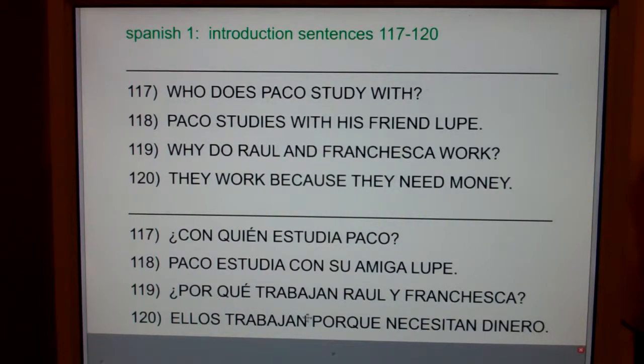Okay, notice, why work Raúl and Francesca? Remember the question, ¿Cómo estás tú? How are you? Why work the people? Okay, it's always question word, followed by action, followed by subject. And the last one, they work because they need money. Seems like a good reason to work.